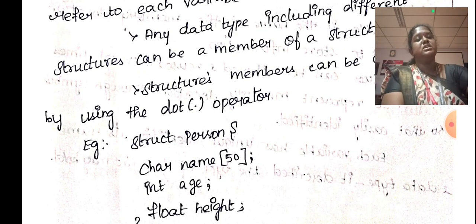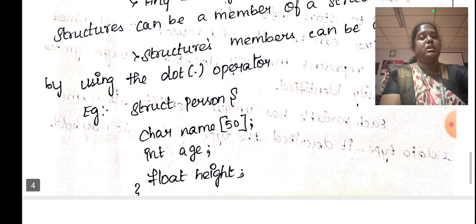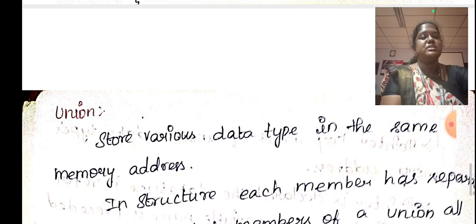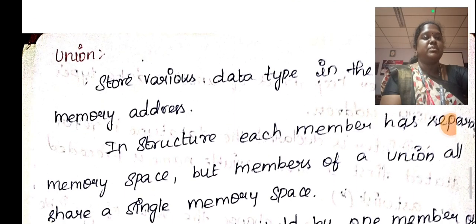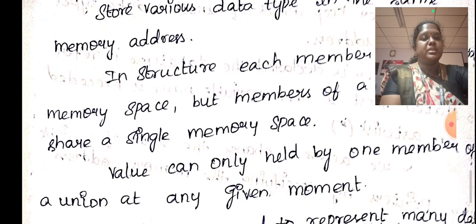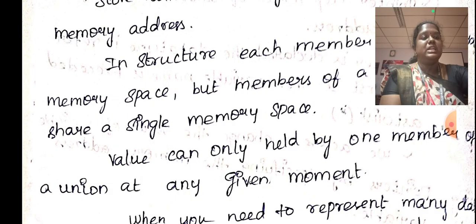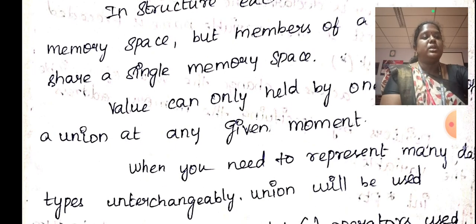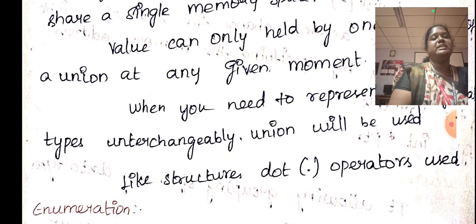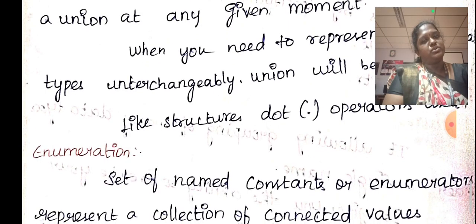Struct is a keyword, followed by the variable name, and then several declaration parts. A union stores various data types in the same memory address. In a structure, each member has a separate memory space, but members of a union all share a single memory space. A value can only be held by one member of a union at any given moment. When you need to represent any data type interchangeably, a union will be used. Like structure, the dot operator is used.